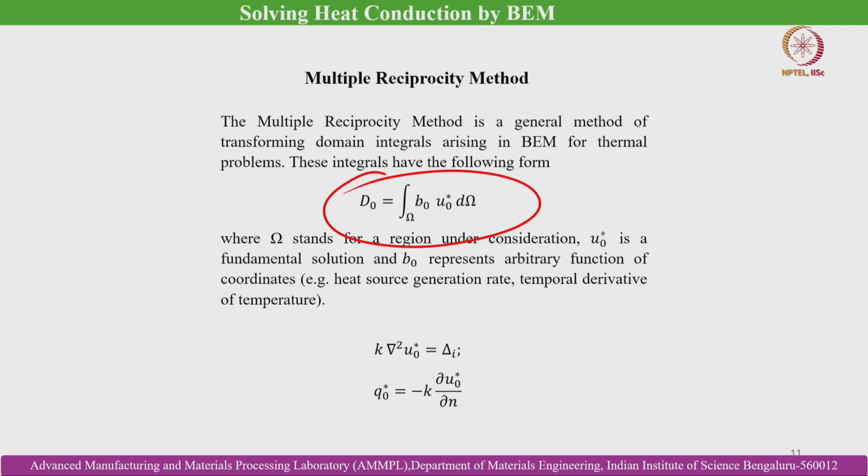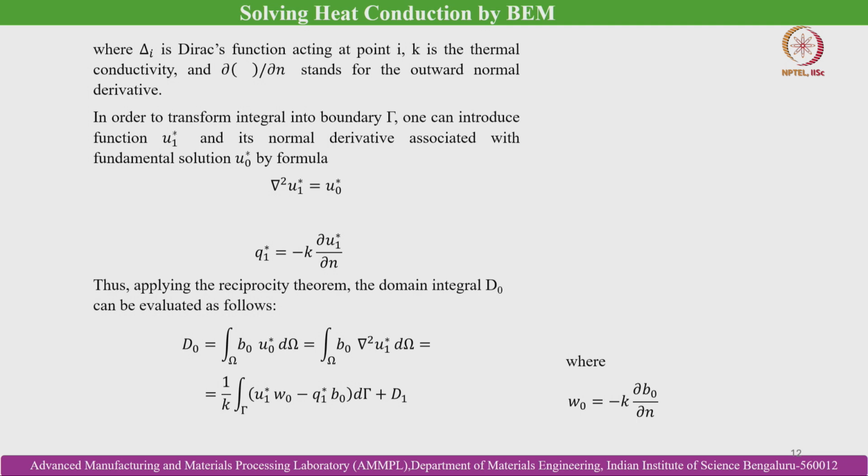So the fundamental solution and the analog of a heat flux can be defined as K, that is thermal conductivity, times grad square u0 asterisk equals delta i, the Dirac function acting at point i, and K is the thermal conductivity as I told before. And Q0 asterisk is equal to minus K del u0 asterisk by del n. So that is the heat flux, where delta i is the Dirac function acting at point i, K is the thermal conductivity, and del n stands for the outward normal derivative.